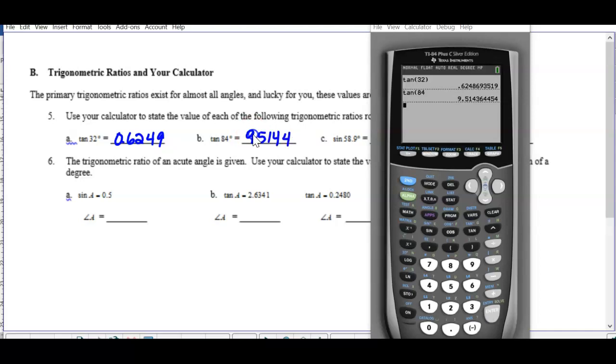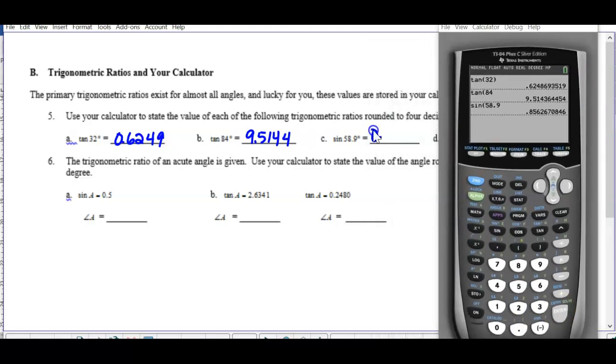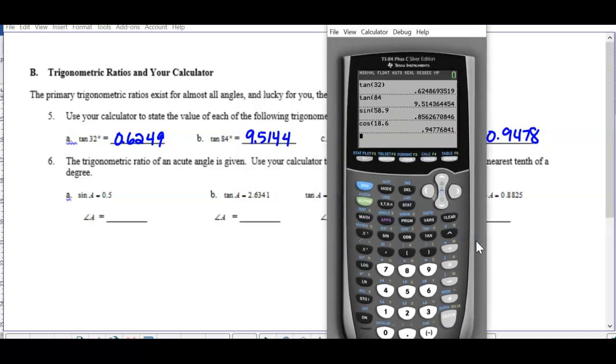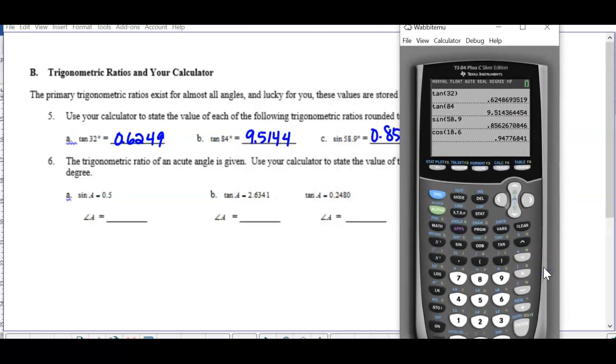So 9.5144, and sine of 58.9 is 0.8563. And then cos of 18.6 is 0.9478. Okay? Notice how all of the values for sine and cos are less than 1. For tan, it could be greater than 1, as I mentioned before.